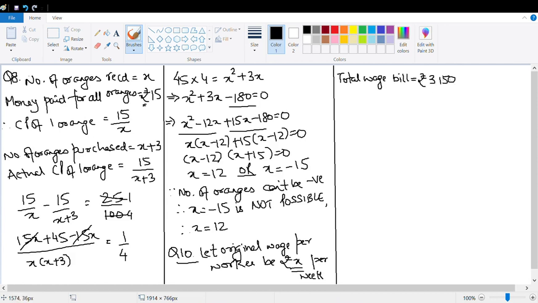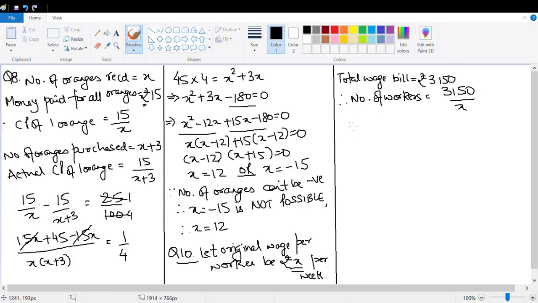3150. What do I know? So total wage bill is equal to wage per person multiplied with number of people. Therefore, number of workers right now is equal to 3150 upon x. So yeah, basic simple calculation of unitary method.